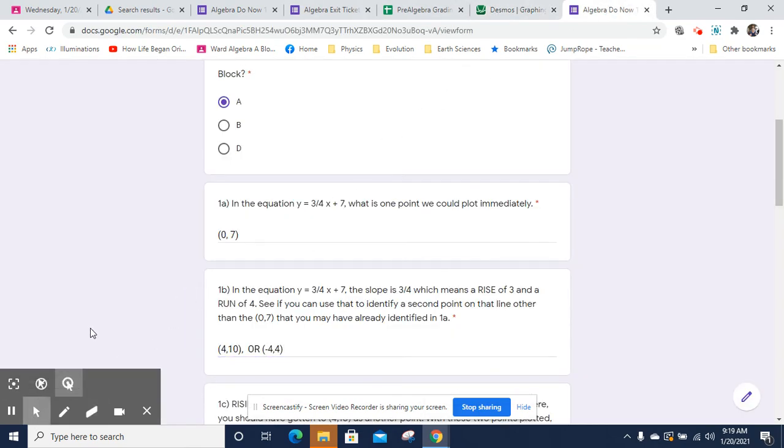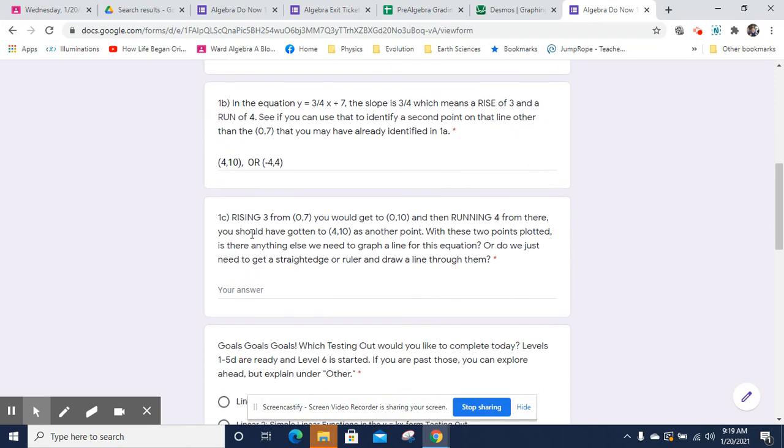Okay, so let's go here to the next question. If rising 3 from (0, 7) would get you to (0, 10), and running 4 from there would have gotten you to (4, 10), which was another point we could plot. Okay, so with these 2 points plotted, is there anything else we need to do to graph a line for this equation? Or do we just get a straight edge, a ruler, and draw a line through them? In fact, you are done. Just get a ruler or straight edge and draw a line through them.